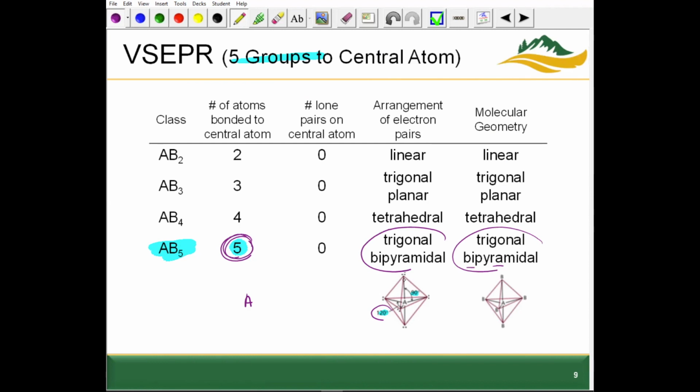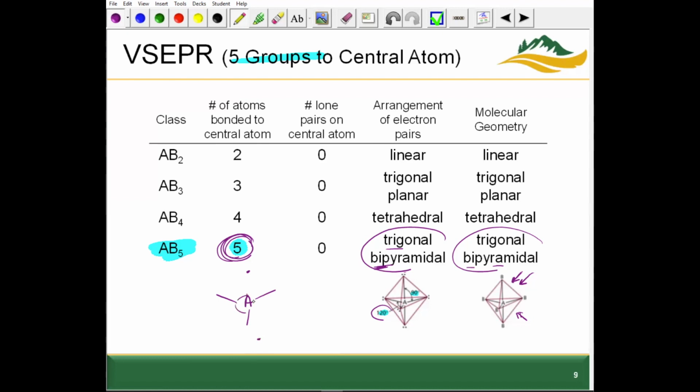Trigonal because we can see 1, 2, 3 groups up top, 1, 2, 3 groups below. So trigonal bipyramidal, you can picture 1 pyramid here and 1 pyramid here. So bi meaning 2, 1 pyramid up top, 1 pyramid below. To most efficiently spread out these 5 groups, we're going to see first a triangle. So that's 1, 2, 3. Then we have a group directly up top and a group directly below.